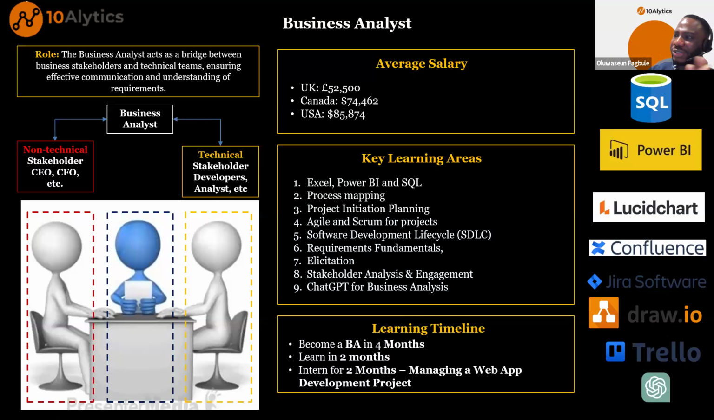What is the average salary for a business analyst? In the UK, the average salary for a business analyst is about £52,000. Again, it could be more depending on the kind of industry that you work in. In Canada, it's about 74,000 Canadian dollars. In the US, about 85,000 US dollars. It could be more depending on the industry that you work in.